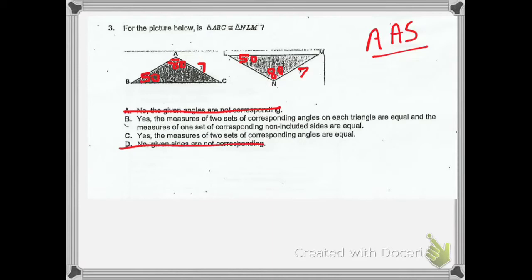If I read answer choice B, it says yes, the measure of 2 sets of corresponding angles, which I have 2 sets of corresponding angles, are equal, and the measure of 1 set of corresponding non-including sides, that would give us angle, angle, side. So the correct answer is B.